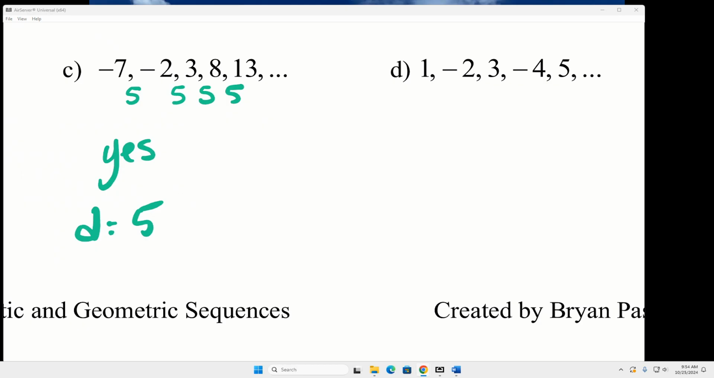So on D, if your terms alternate from positive to negative, there's no way it can be arithmetic. You could actually find it and tell that that's going down by 3 and then that's going up by 5. So this is no. Geometric sequences can alternate positive to negative, but for arithmetic, there's no way that can happen.